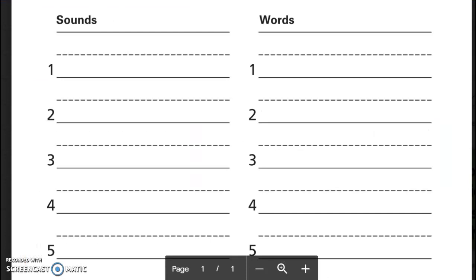Okay, so we know how to do this. We've done this in class even, and then done it through virtual learning several times. So I'm going to give you a sound, and then you are going to write the letter. As you see right here on the side, sounds go straight down, and words go straight down. Even if you just have a piece of paper and you put a line down the middle, that's perfectly fine to do. So here we go.